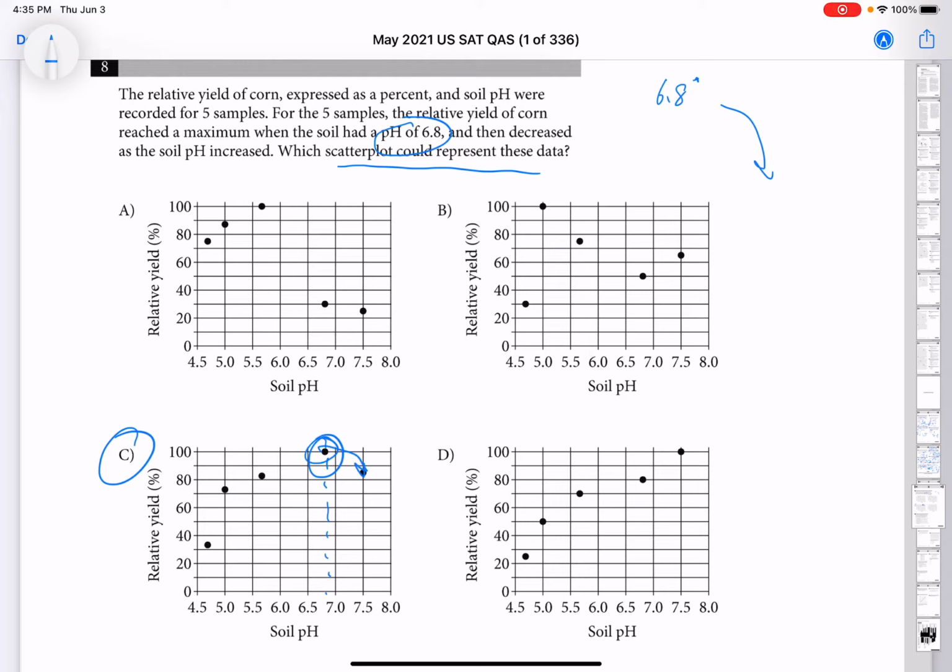Nothing else has a maximum at 6.8 in A, B, or D. So for number 8, the answer choice should be C.